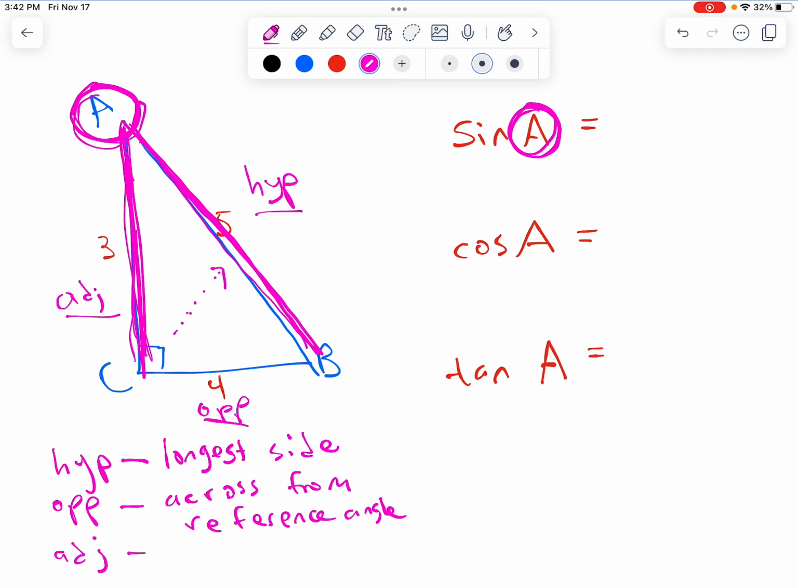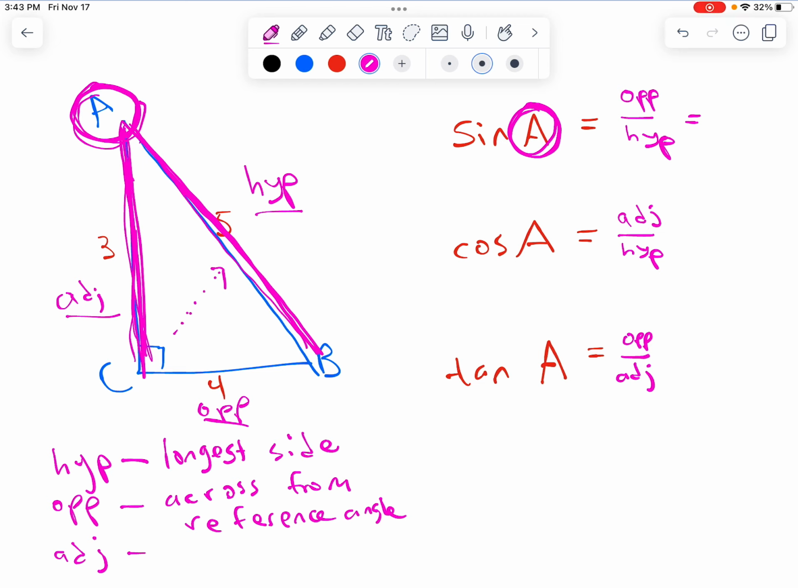Now what do we do? Well, now we got to remember sine, cosine, tangent. These are just ratios of the different sides. So sine is comparing the opposite with the hypotenuse. Cosine is comparing the adjacent with the hypotenuse. And tangent is comparing the opposite with the adjacent. Okay, so now let's apply that here to our question.